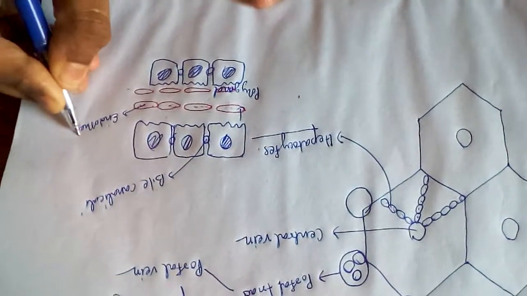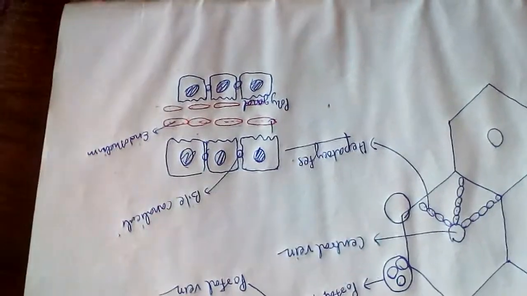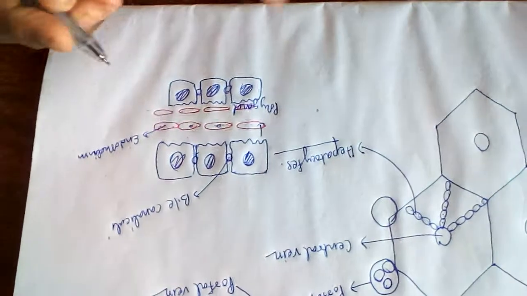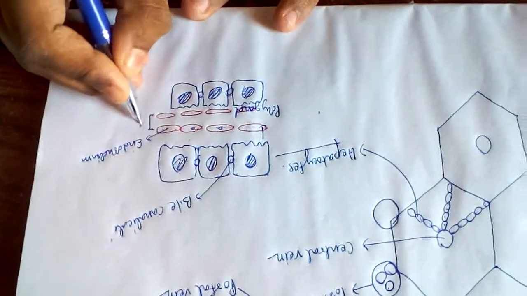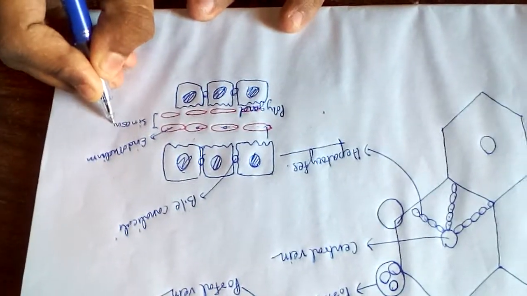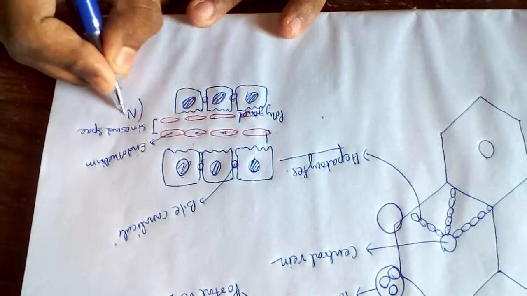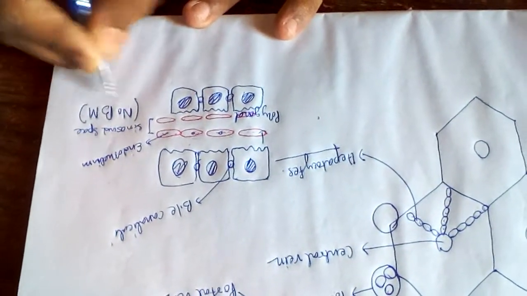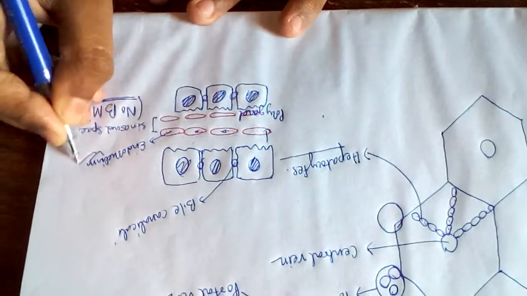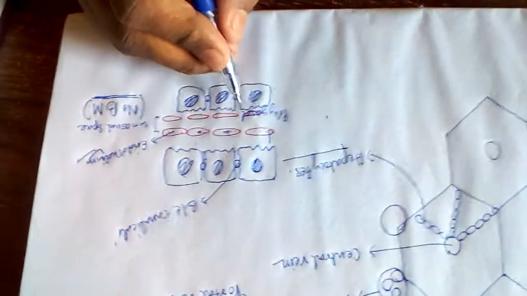Now there is a paradox. We know endothelium lines blood vessels, but even though this space is lined by endothelium, it is not a blood vessel, of course. This is the sinusoidal space. And why is this not a blood vessel? Because there is no basement membrane, only the endothelial cells are there. No basement membrane, so it is not a blood vessel.